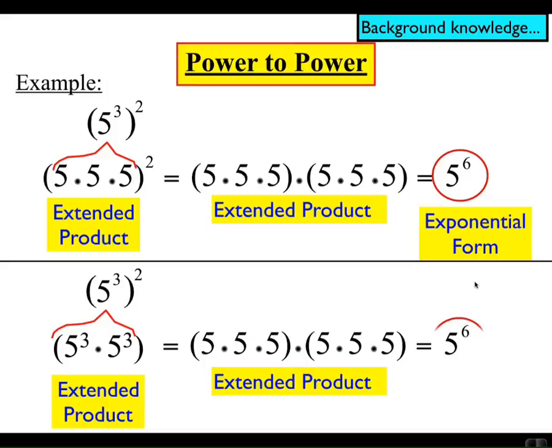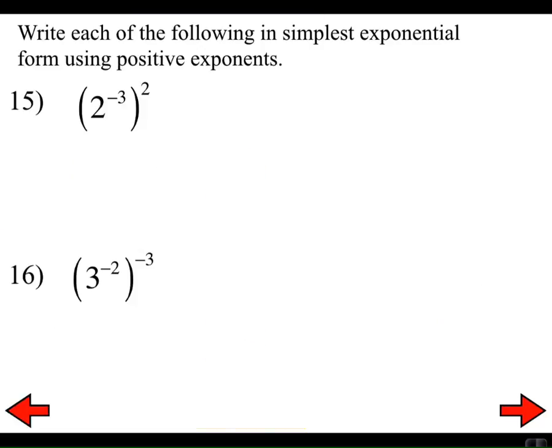Okay, so let's look at this example here. For number 15, according to the order of operations, you need to start with what's inside the parentheses first, right? So here, 2 to the negative third power. Well, that negative exponent tells me I need to take the reciprocal.